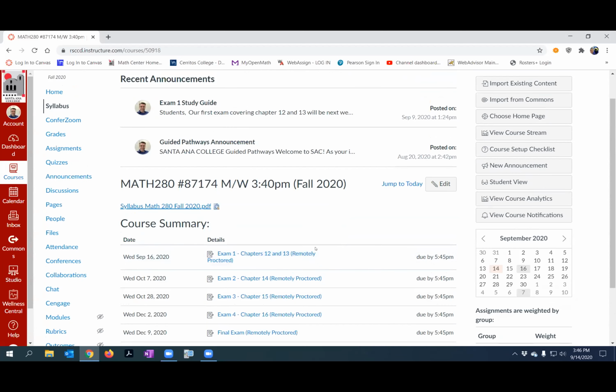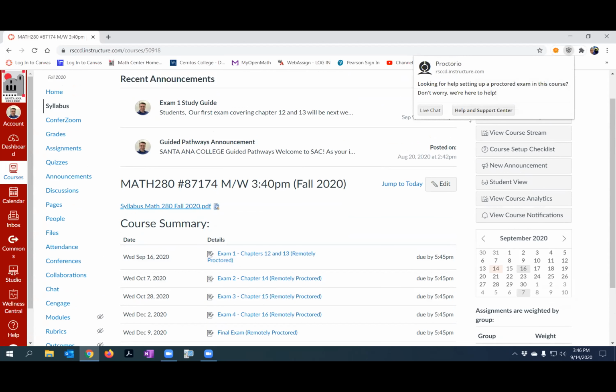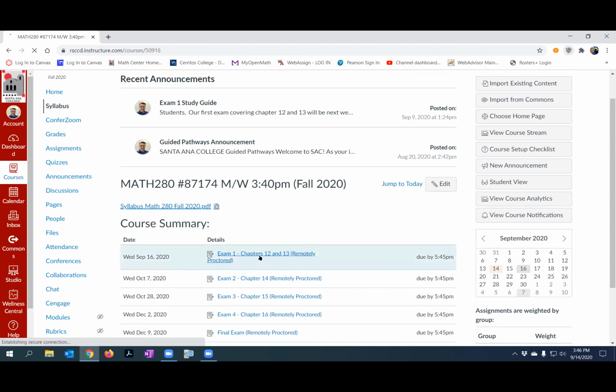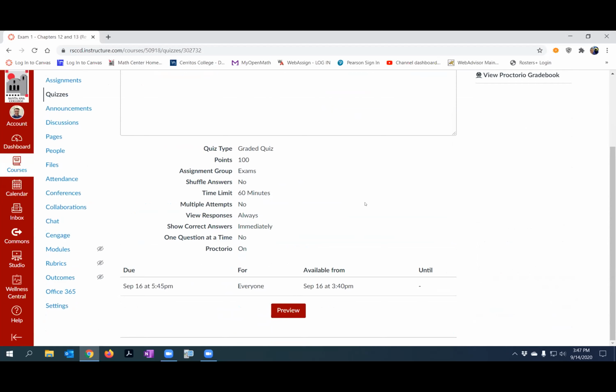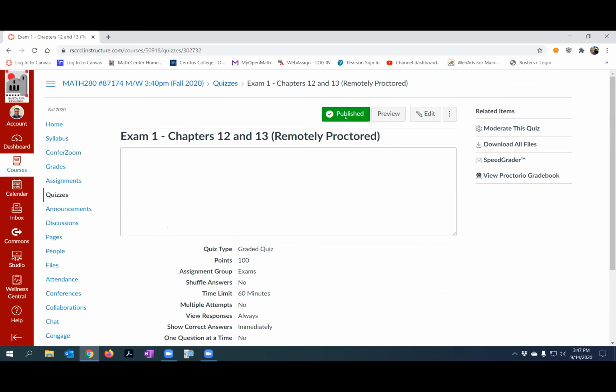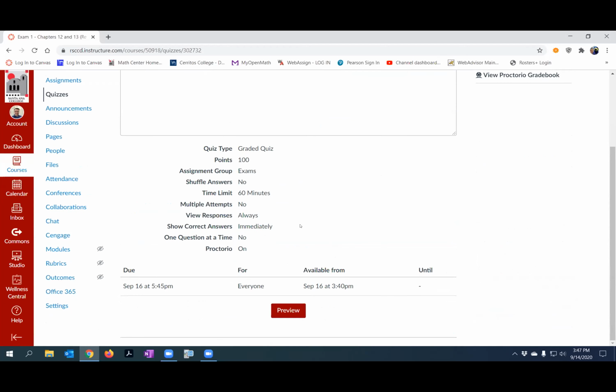Make sure that you have Proctorio installed on your browser. As you can see, I have the Proctorio extension. This is going to monitor you during the exam. What you're going to do is log in on Wednesday at 3:40. You're going to log in here, okay, and then it's going to run Proctorio.